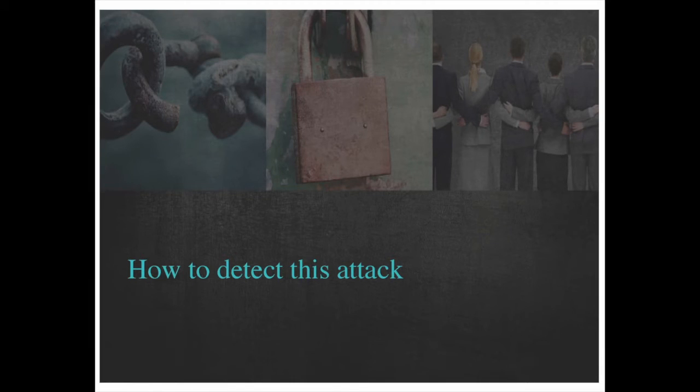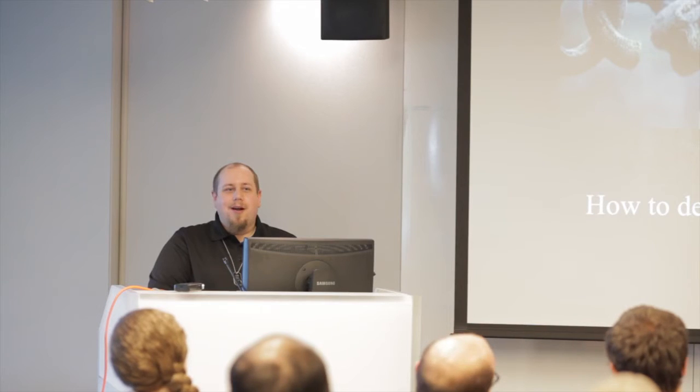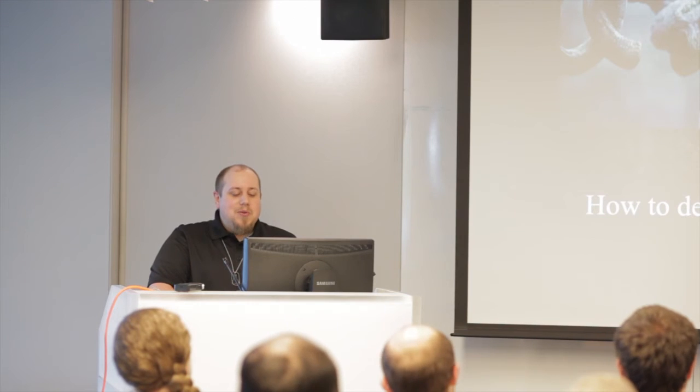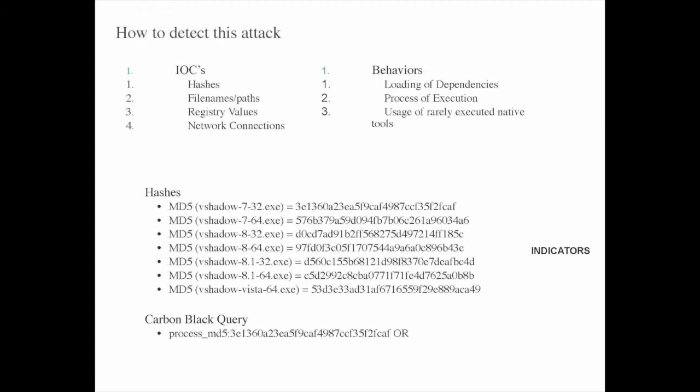So how do we detect this attack? How do we avoid the whining exec that's really upset? So let's talk about it a bit. We're going to stick to different kinds of indicators here. So I broke it into two categories, right? There's IOCs, which are, I consider, static kind of indicators. So things like hashes, file names, registry values, even full paths, and network connections.